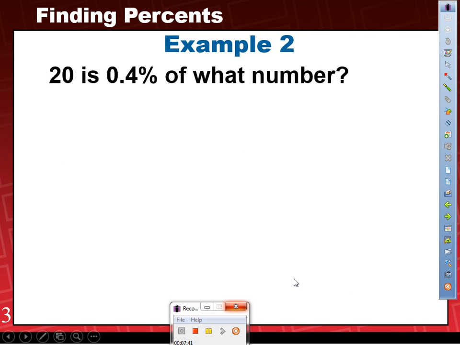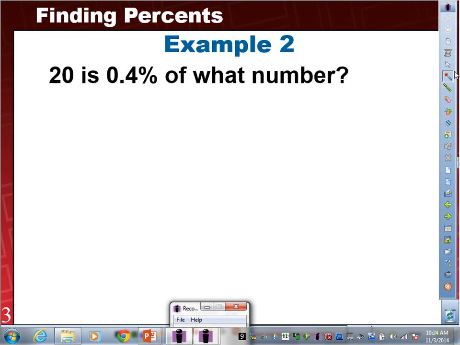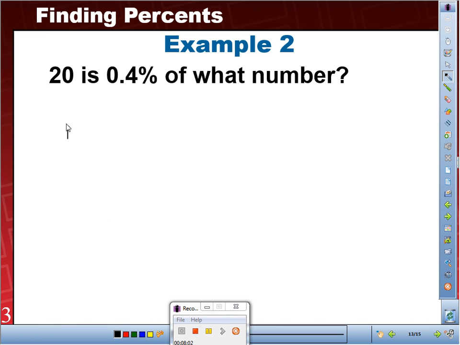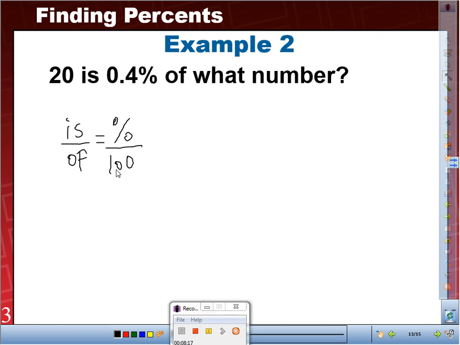Example 2. 20 is 0.4% of what number? Go. Do that one by yourself. Okay. Help me with the process. What did you do first? Is over of equals percent over 100.